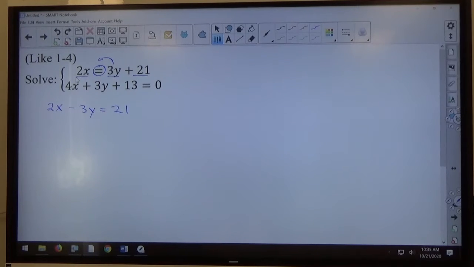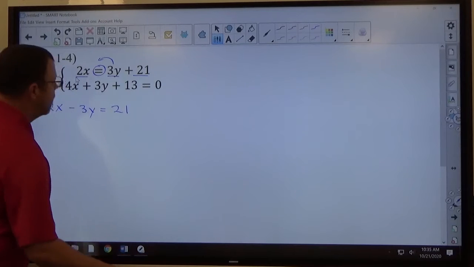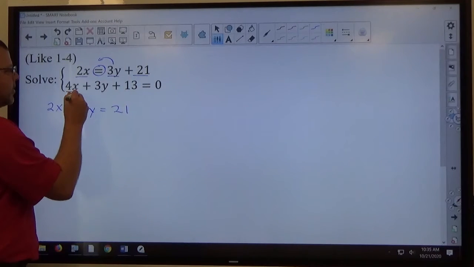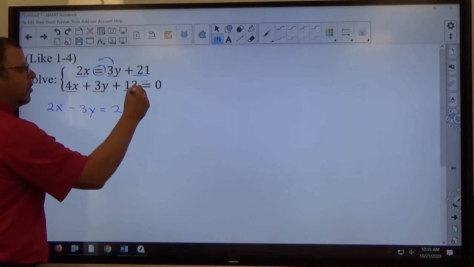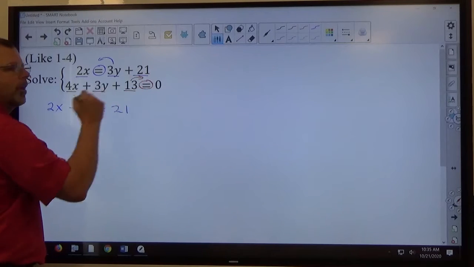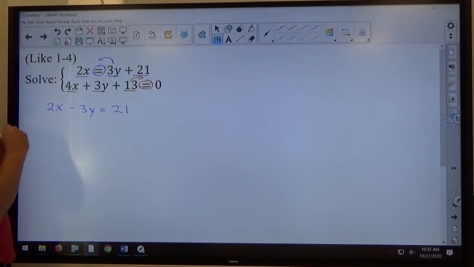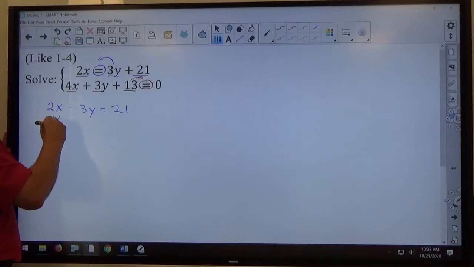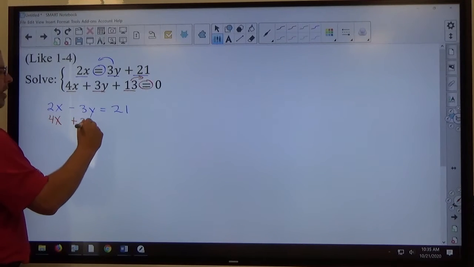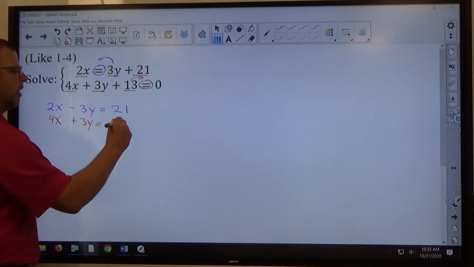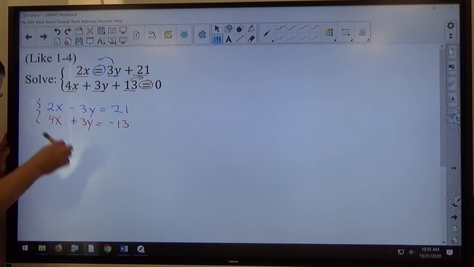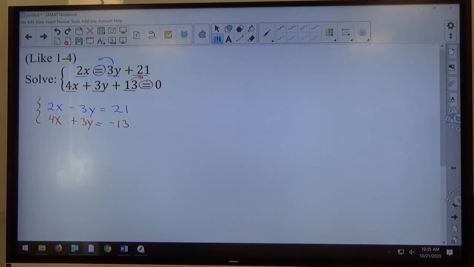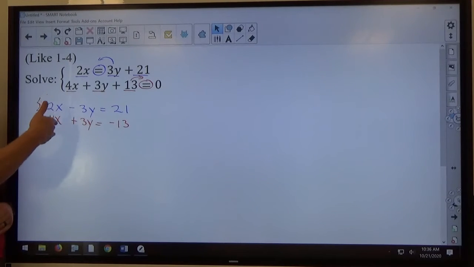I want x, y equals number order. I've got 4x, I've got 3y, I've got 13. The equal sign's right here. I need to move the 13 over there to get the number on the opposite side of the x and the y. So 4x is not moving, stays positive. 3y is not moving, stays positive. And 13 moves, becomes negative. So create a system of equations so that x is first, y is second, equals, number is last. Line up the x's, line up the y's, line up the numbers.